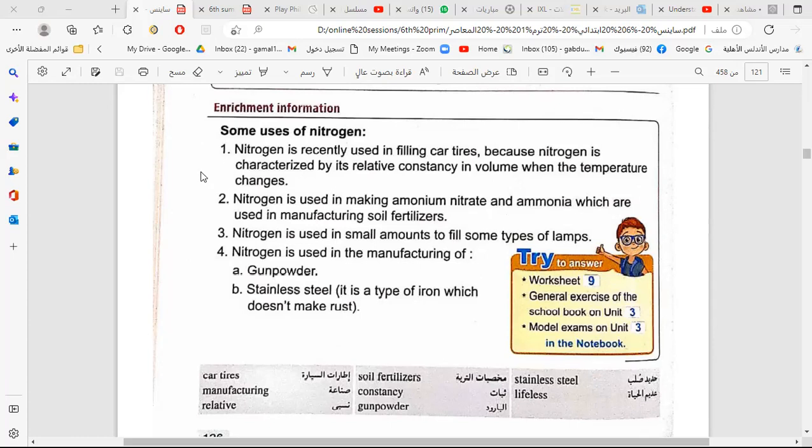Number 3, Omar Wael, can you read? Not ready, Omar? Okay. Number 3.